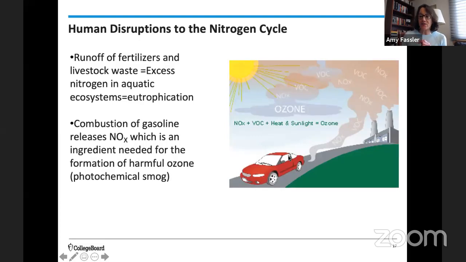When I burn gasoline in my car, the nitrogen impurities in that gasoline are emitted as NOx, that nitrogen oxide compound. That is a very harmful gas in and of itself and a precursor or component of photochemical smog.